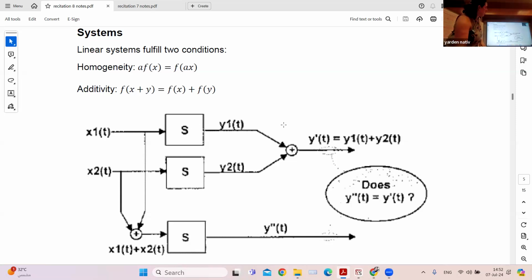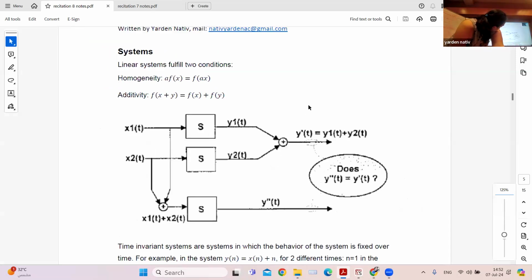So let's see an example. As you can understand, this is very, very old material. Here we see the additivity. Let's say that we have these two inputs to the system. When you use this one on the system, you have this output over here. When you use this one, you have this output over here. Then you sum the two of them together, and this is the result.